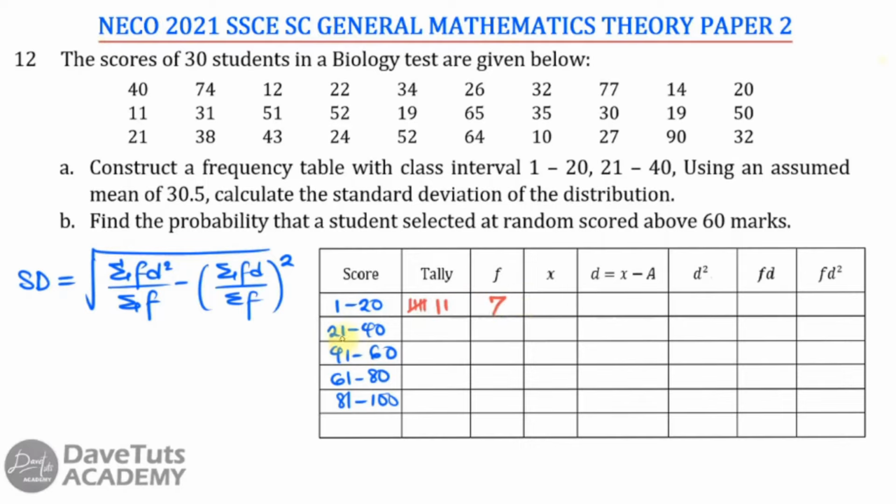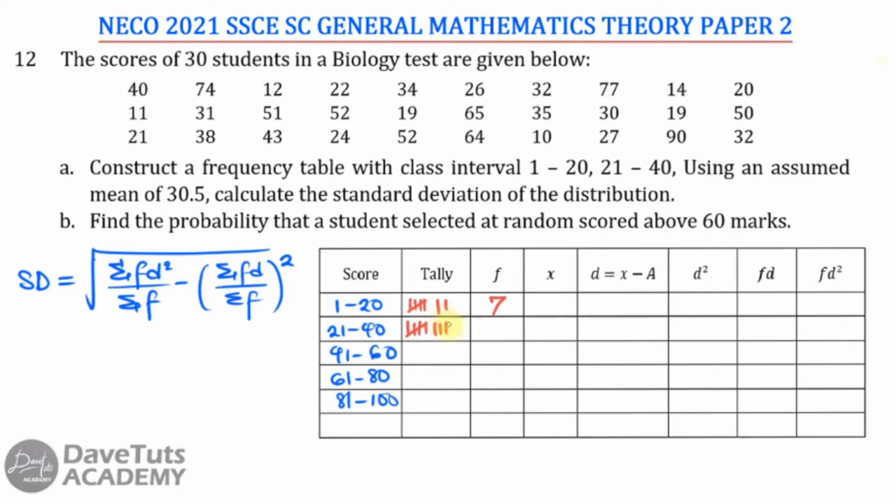So for data entries from 21 to 40, in the first case, we have 40 itself, we have 22, we have 34, we have 26, we have 32, that makes it 5. And I think that is all on the first row. On the second row, we have 31, we have 35, we have 30. Okay, that's all on the second row.